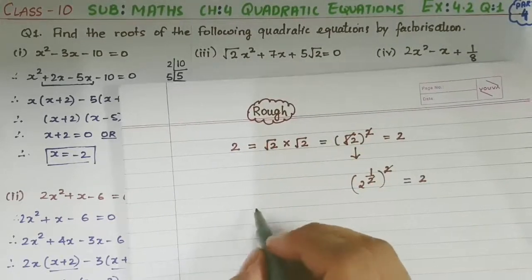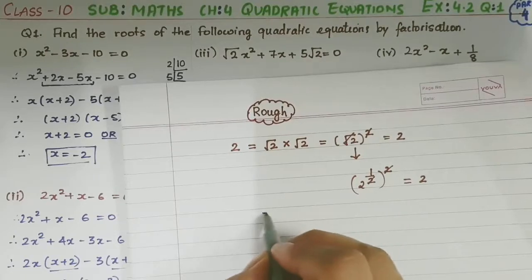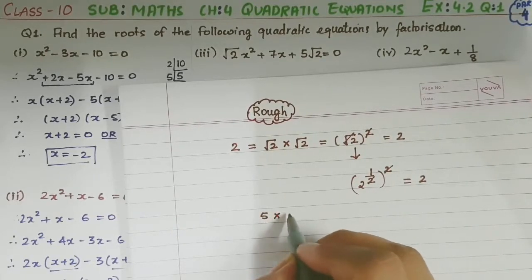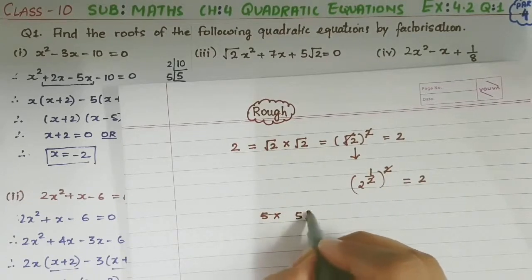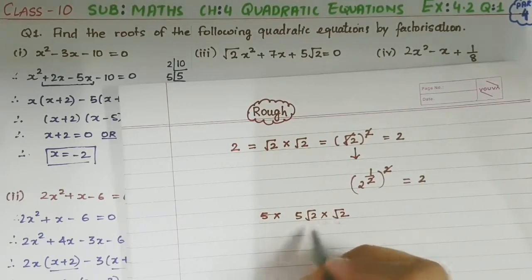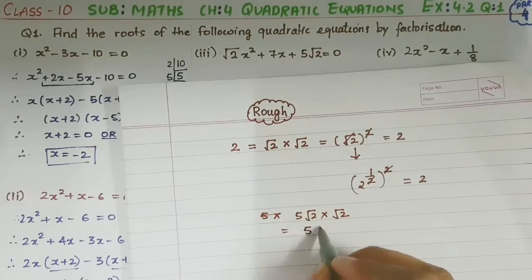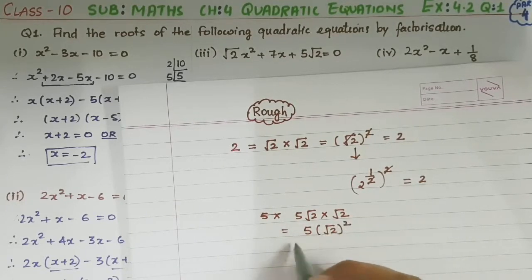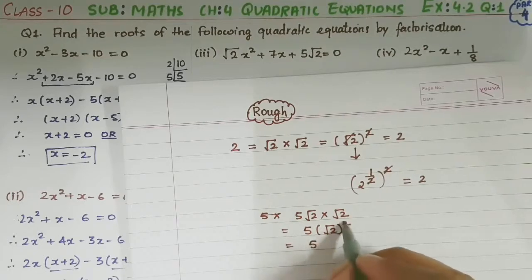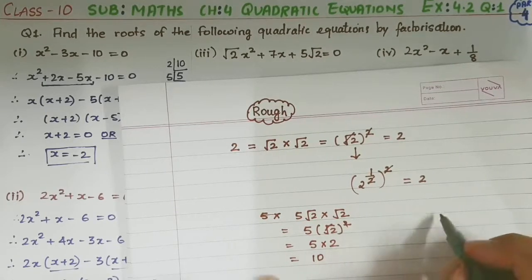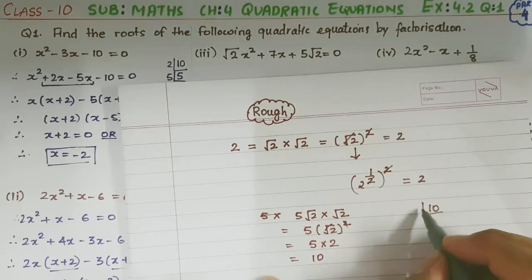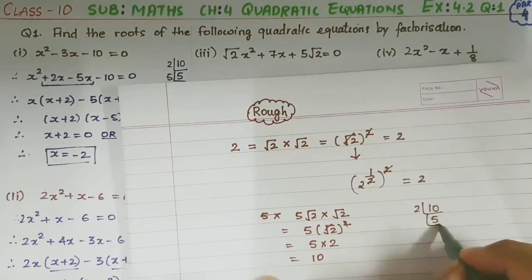Okay, so we know the first and the last term will get multiplied, so 5 into 5 root 2 multiplied by root 2, so this will be 5 root 2 the whole square. So the square and the root will get cancelled out, so it will be 5 into 2, and we have 10. Okay, so we need to do the prime factorization of 10. We'll get 2 and 5. Okay, and then we need to search the combination.